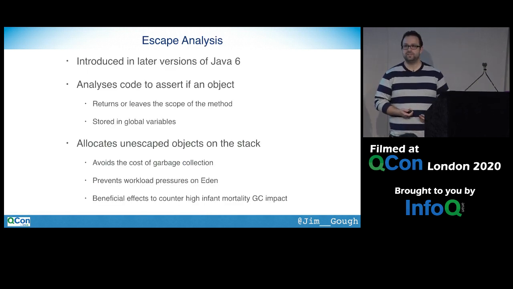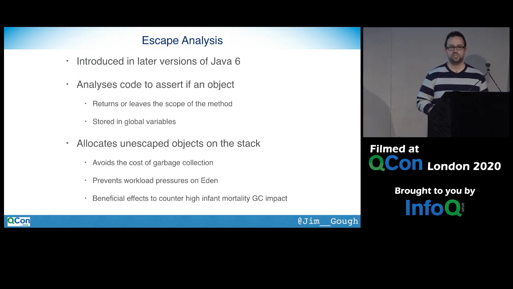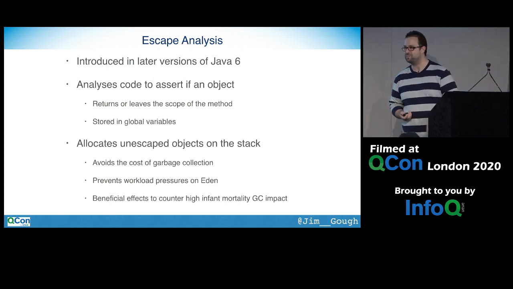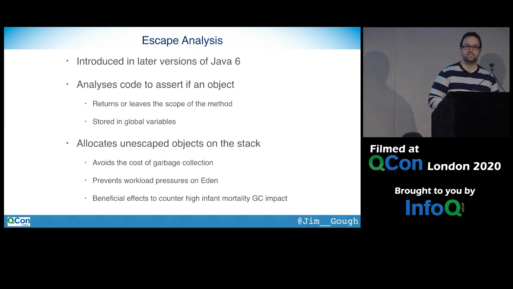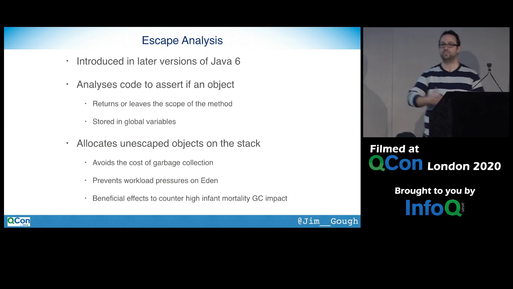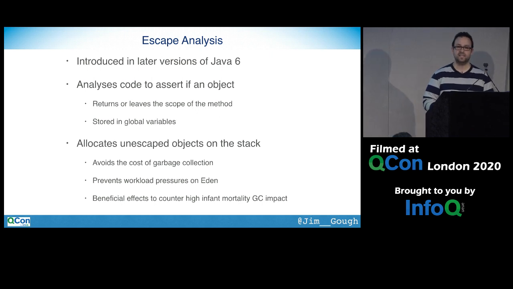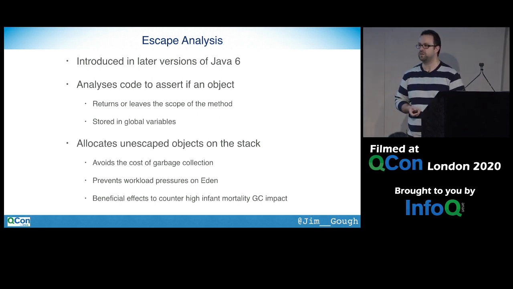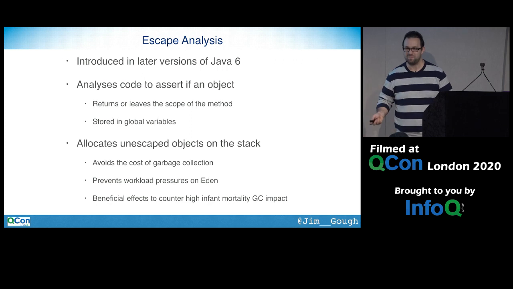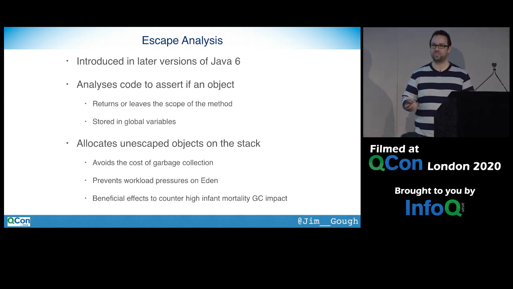Now, escape analysis is a really interesting one as well. Escape analysis itself was introduced in versions of Java 6, so it's been around for a little while now, and it analyzes code to check if an object ever leaves the scope of the method or is stored within some global variable. Now, the nice thing about escape analysis is it goes back to that age-old interview question of, in Java, where do you allocate an object? And obviously, you could just say heap, and you're probably about 80% right. But now there's so much more of a story to that.